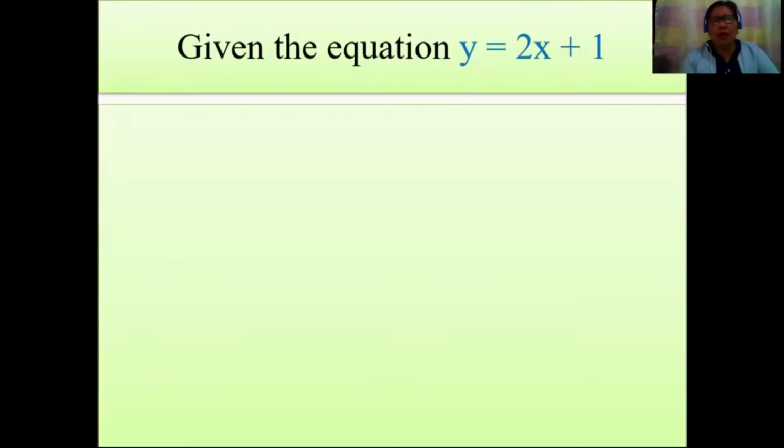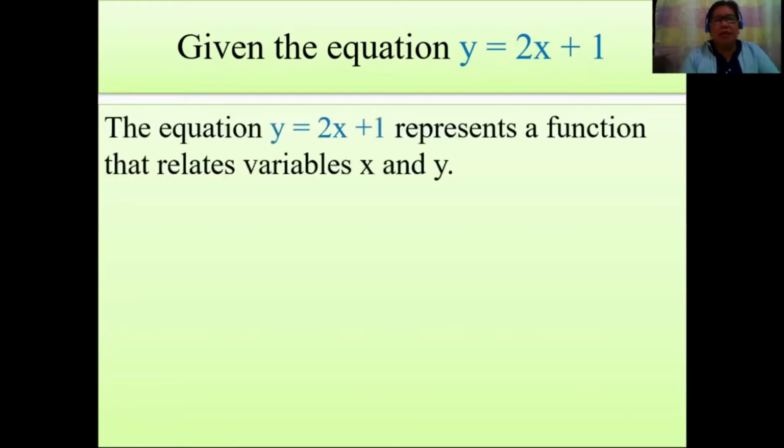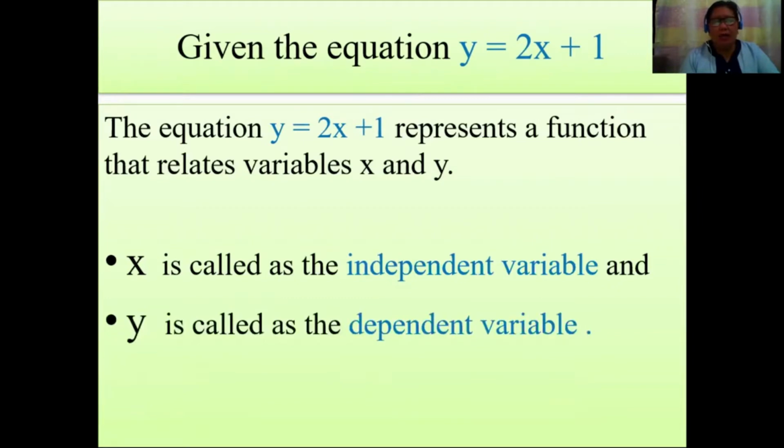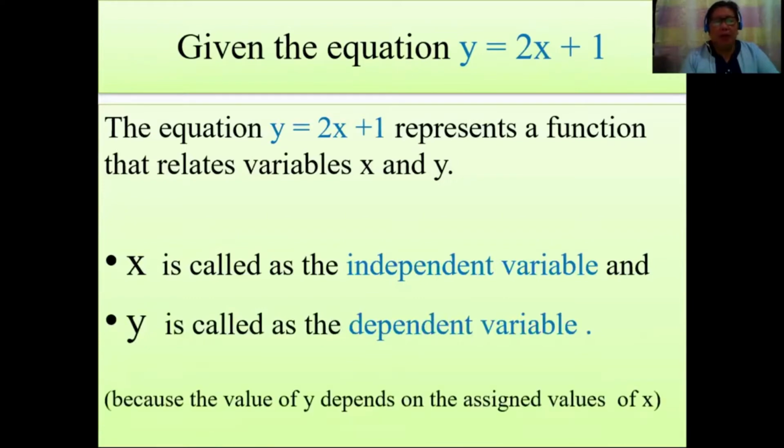Given the equation y is equal to 2x plus 1, this equation represents a function that relates variables x and y. And x is called the independent variable and y is called the dependent variable. Why? Because the value of y depends on the assigned values of x.